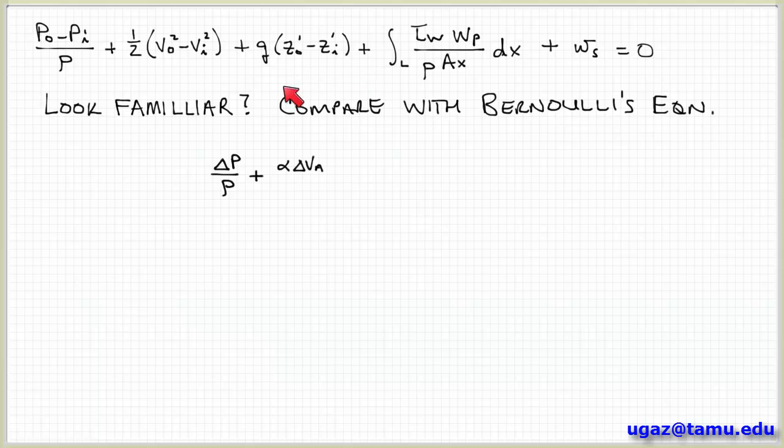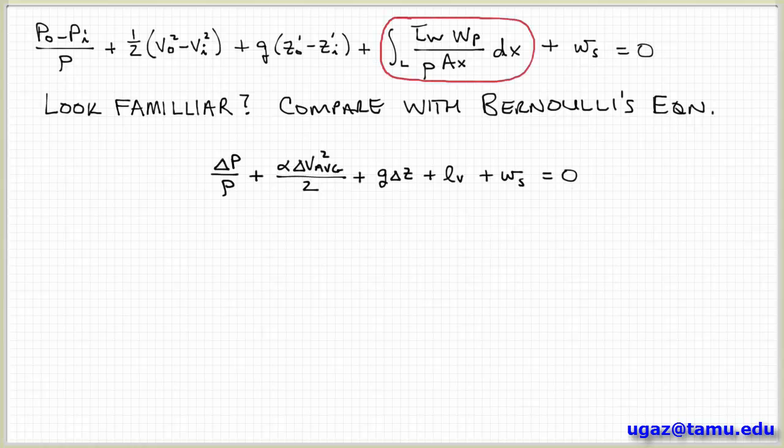So remember, Bernoulli's equation, as we're seeking to apply it to pipe flow, looks like this. Delta P over rho plus the kinetic energy term, which we express in terms of the correction factor and the average velocity, so alpha delta V average squared over 2, plus the potential energy g delta Z, and then we added these two terms, the viscous loss term and the shaft work term, and so those equal 0.